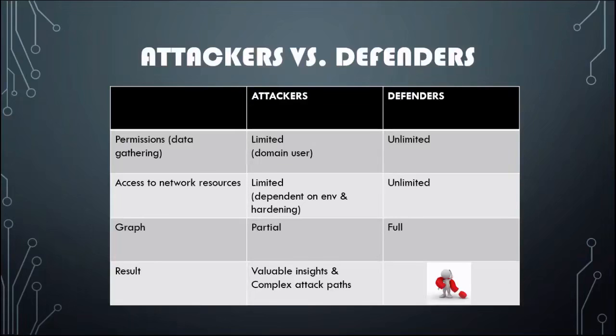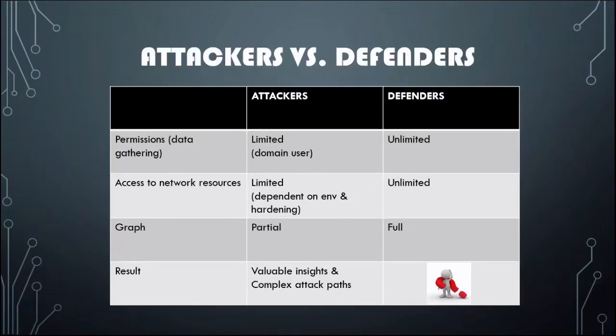This is something that depends on the configuration and hardening of the environment, since a lot of the data gathering methods require that you have administrative privileges on the target machine. So attackers would not be able to retrieve the information from all the computers. Again, defenders can access any resources that they want. Now, even though attackers have limited access, they're still able to construct a graph based on the information that they were able to retrieve. So that graph would be a partial graph. Defenders, however, can create full graphs which contain any data and network resources that they want.